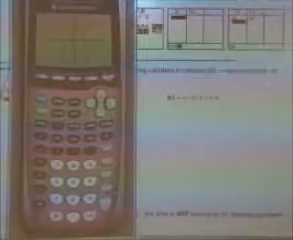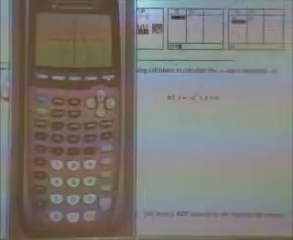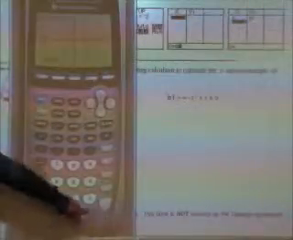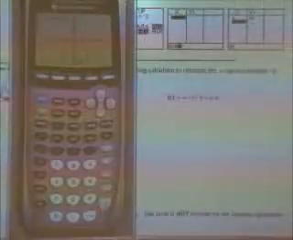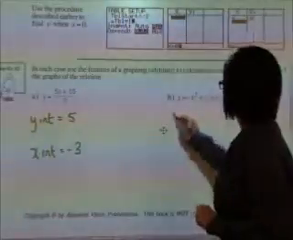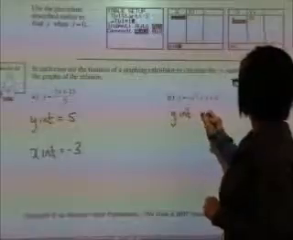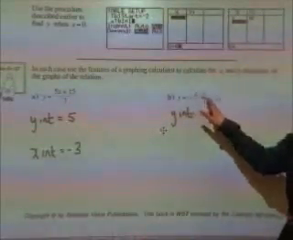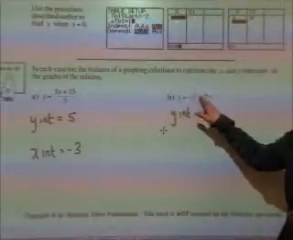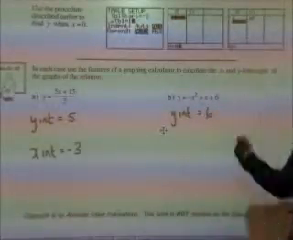So how do I find the y-intercept of this quadratic equation? Trace 0. And the y-intercept is 6. And the y-intercept is 6 because x is equal to 0. These two terms cancel out. 0 plus 0 plus 6.